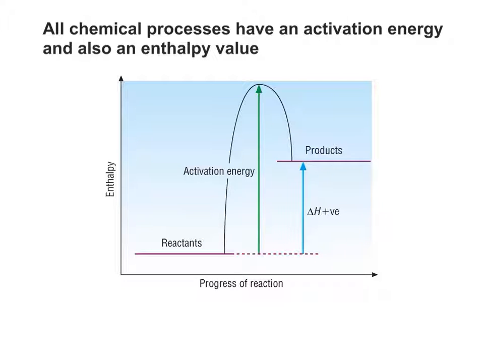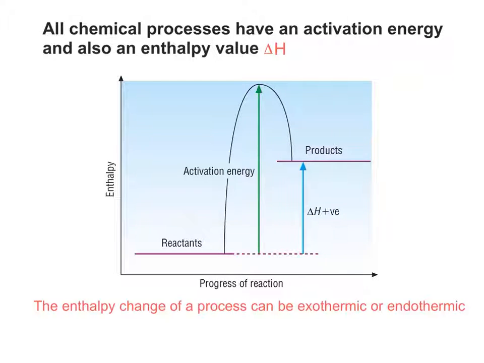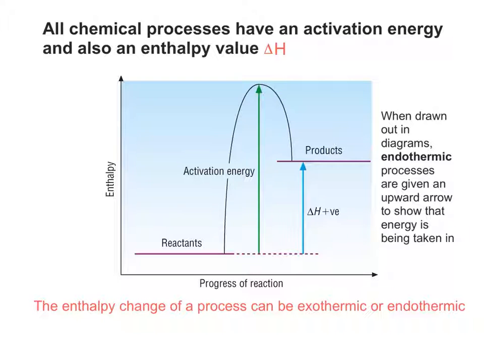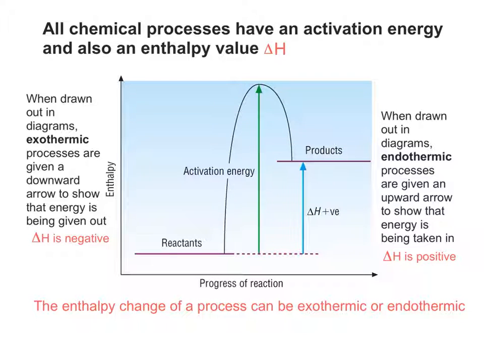So just to recap, all chemical processes have an activation energy and also an enthalpy value, usually written as delta H. Obviously the enthalpy change of a process can be exothermic or endothermic. When we draw out such changes in diagram form, such as this enthalpy profile diagram, endothermic processes are given an upward arrow to show that energy is being taken in, and delta H is positive. And it's the opposite for exothermic processes. They're given a downward arrow to show that energy is being given out, and delta H is negative.